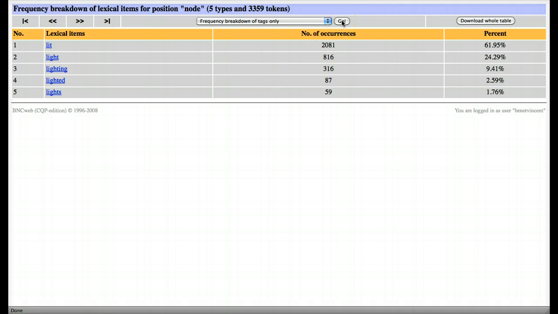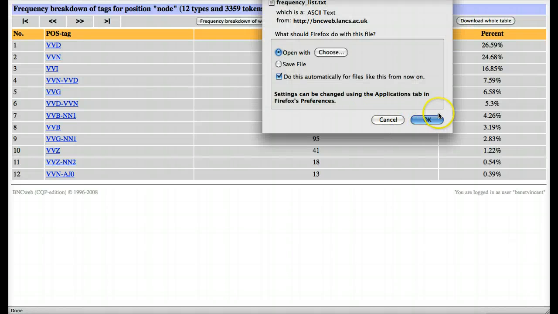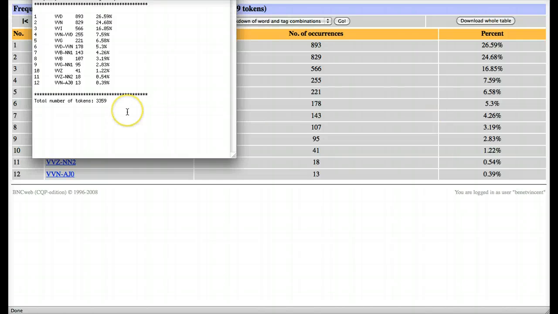Now, since lit might be a past tense, it might be past participle, we could look at the tags and see how they are. So this one, of course, is past tense, lit. VVN stands for past participle. Then we've got the infinitive, and as we go down, the ing form, and some ambiguity tags too. As before, when we looked at frequency breakdown, it's possible to download the whole table. It's very quick and easy to do, and you get something like this.